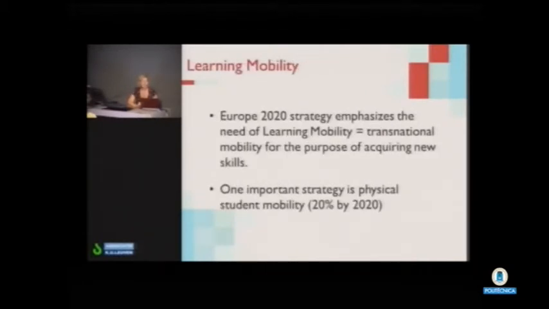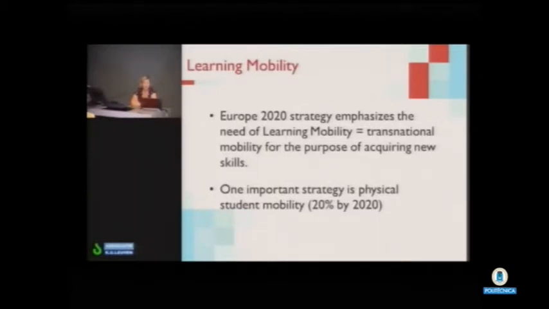One important way to realize internationalization is learning mobility. As I've already said, internationalization is one of the key issues in higher education these days. We also see that from Europe, where it is promoted a lot. The Europe 2020 strategy emphasizes the need for learning mobility, or transnational mobility, for the purpose of acquiring new skills. And one important strategy is realizing physical student mobility.